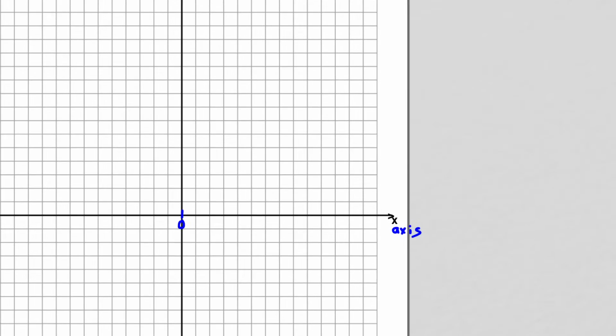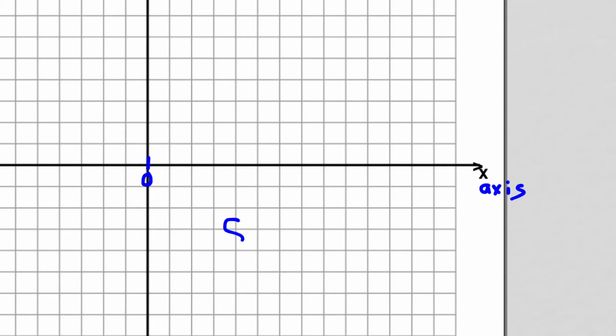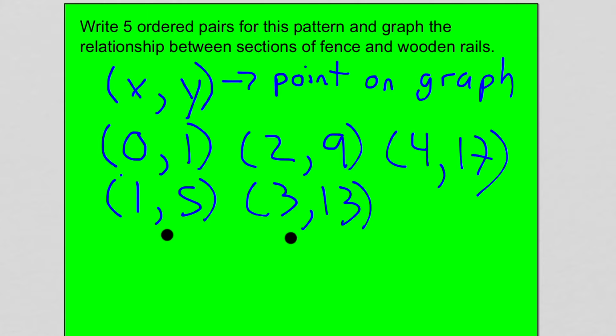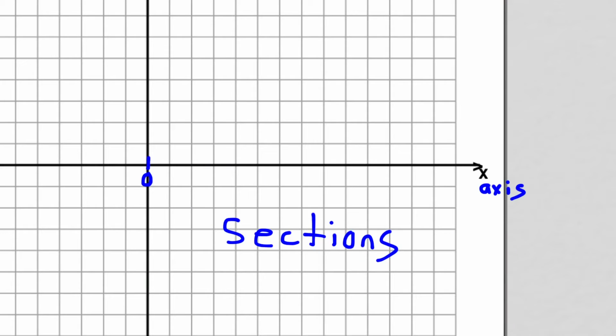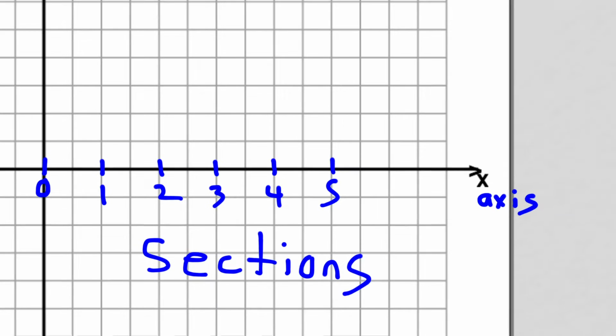Now we're going to graph sections and rails. Sections we were calling x, so we're going to put sections right here. And we have to figure out a good scale for our sections. If you look, the x value is sections, and it goes 0, 1, 2, 3, 4. So that's pretty easy to graph. We can go up by ones on our x-axis. Now I like to have a pretty big graph, so I'm going to say 1, 2, 3, 4, 5, 6, 7.